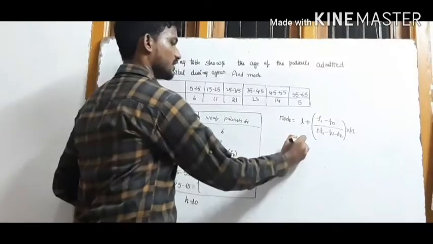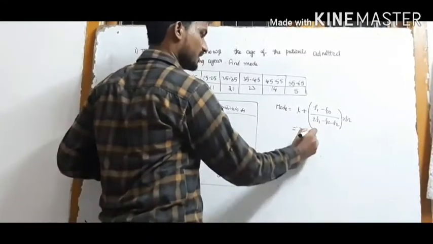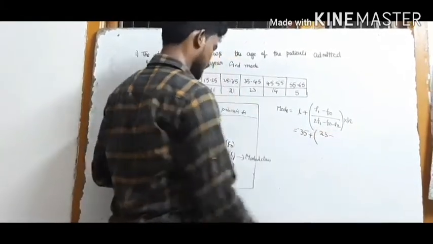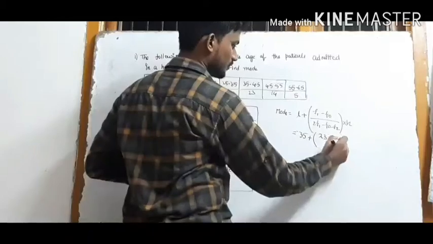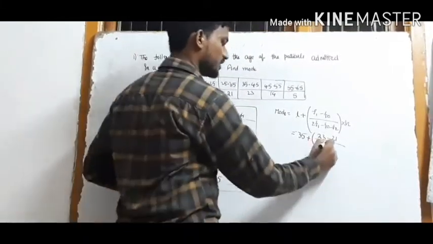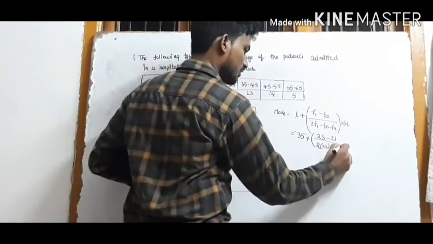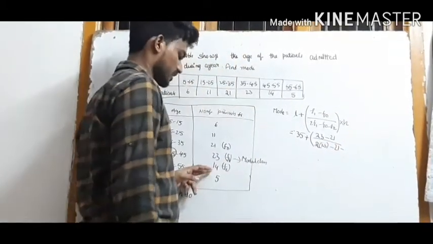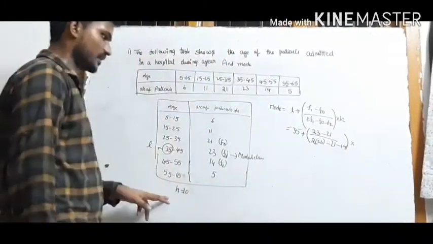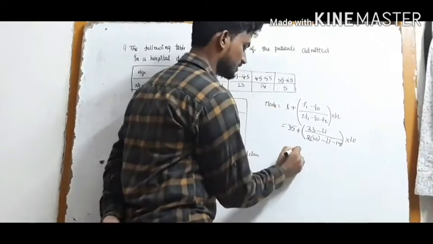L is 35, plus (F1 minus F0) by (2 F1 minus F0 minus F2) into H. F1 is 23, F0 is 21, F2 is 14, and H is 10. Then we can calculate this.